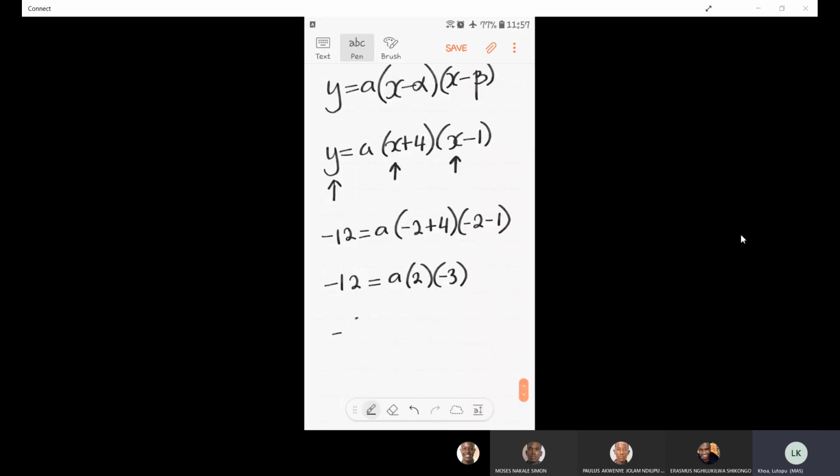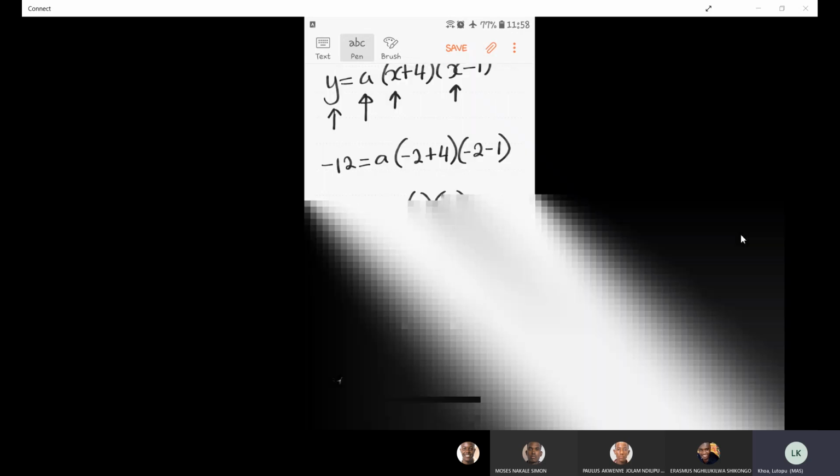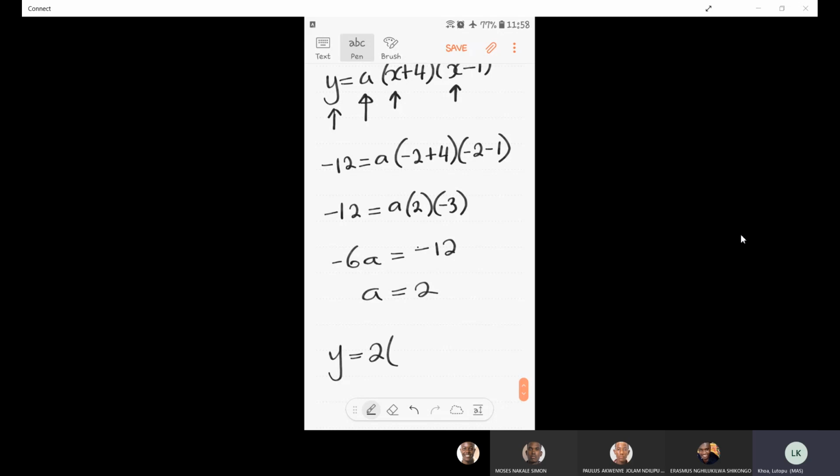So I have -6a is equal to -12. This means that a is equal to 2. Okay, so now I have the value of a. I will just substitute a there, and then I have the equation of the line. So I have y is equal to a, which is 2, (x plus 4), and then (x minus 1). And this is the equation of my parabola. Is that one fine?